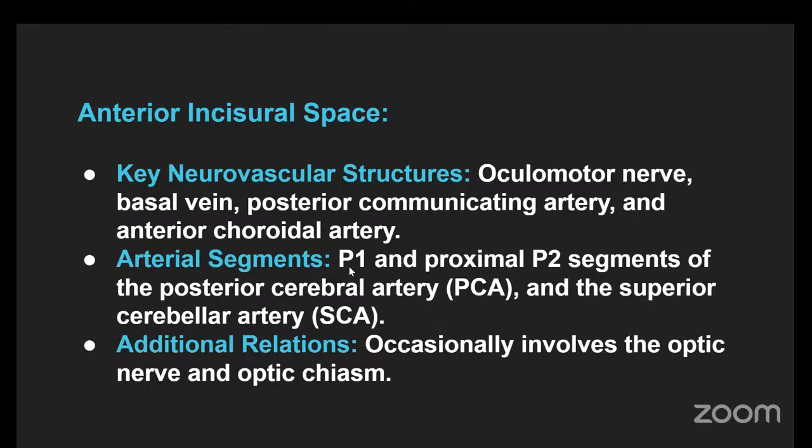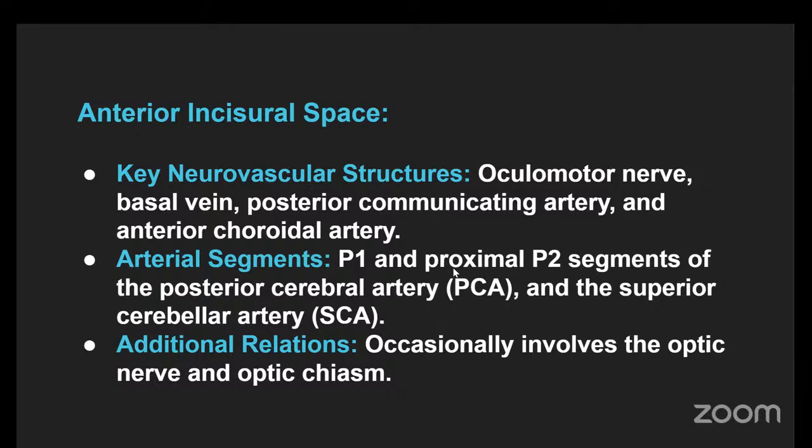What arterial segments are going to be here? Obviously, there was basilar, we could see. Then the basilar is going to be terminated into PCA. So we are going to find P1 and proximal P2 segments. And the superior cerebellar artery, because basilar was there. So the origin of superior cerebellar artery is understandably going to be there. Am I making sense?